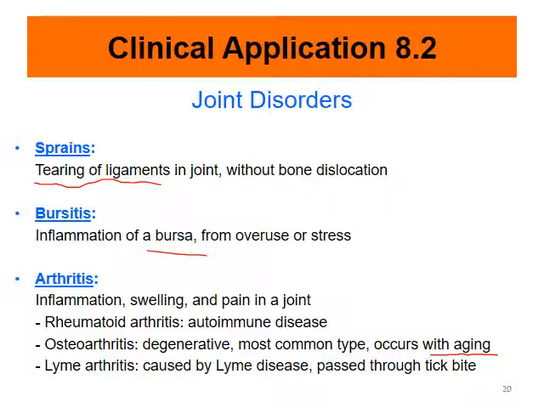Then Lyme arthritis. Know that this is caused by Lyme disease, which is actually bacteria. And this bacteria is passed through tick bites. So know that these different types of arthritis, all of them involve the degeneration of the joints, and especially the cartilages, the cartilage that is located in these joints. So I'll add that over here too.